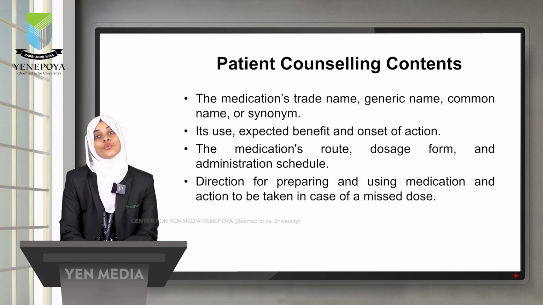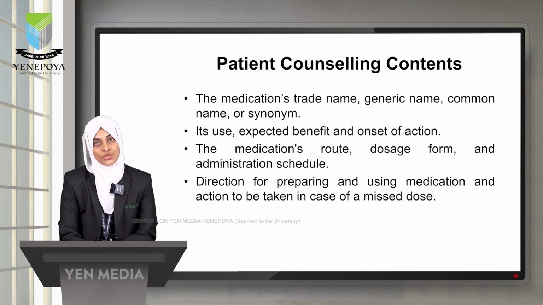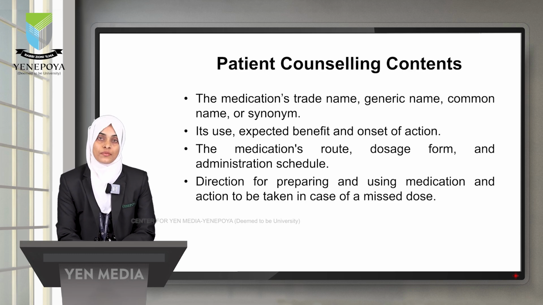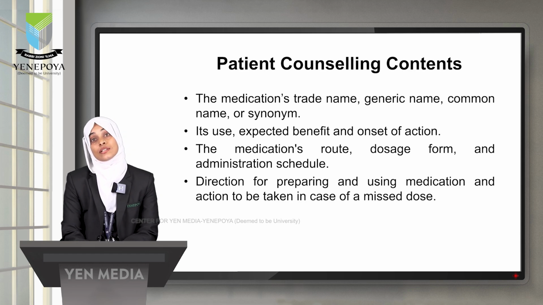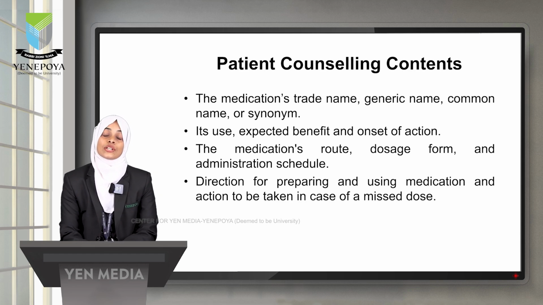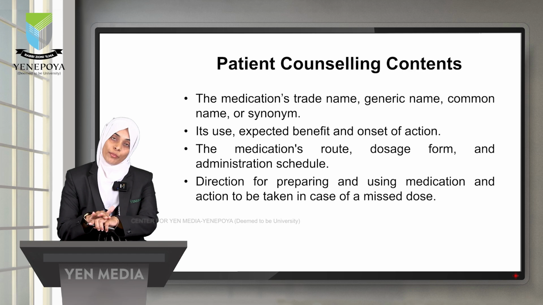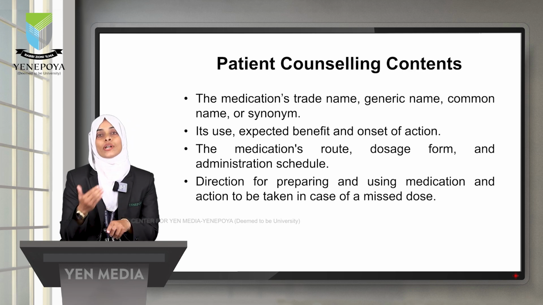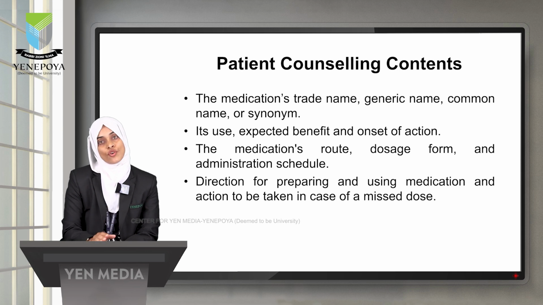As you know, most medicines take time to show their action. So you have to tell the approximate or expected benefit, the time of onset of action, and how you're supposed to take that medicine. Is it through the oral route, through parenteral solutions, or a topical application form? So what is the route of administration, and what is the dosage form also?